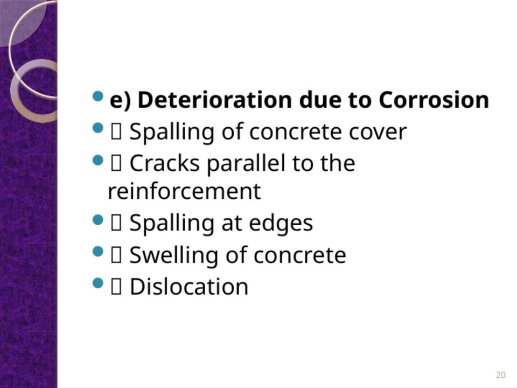Now, let's talk about deterioration caused by corrosion. One of the most noticeable signs is spalling of the concrete cover, which happens when the outer layer peels off or flakes away. You'll also see cracks running parallel to the reinforcement bars, indicating internal stresses. Spalling often occurs at the edges of the structure, where the concrete is more exposed to environmental factors.